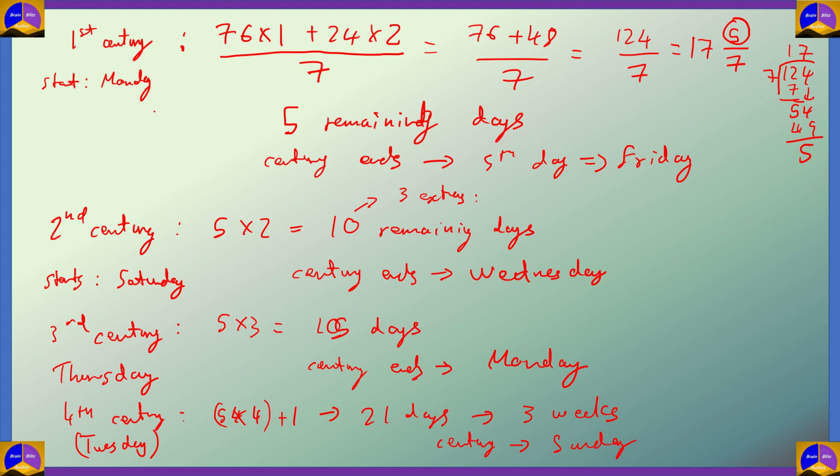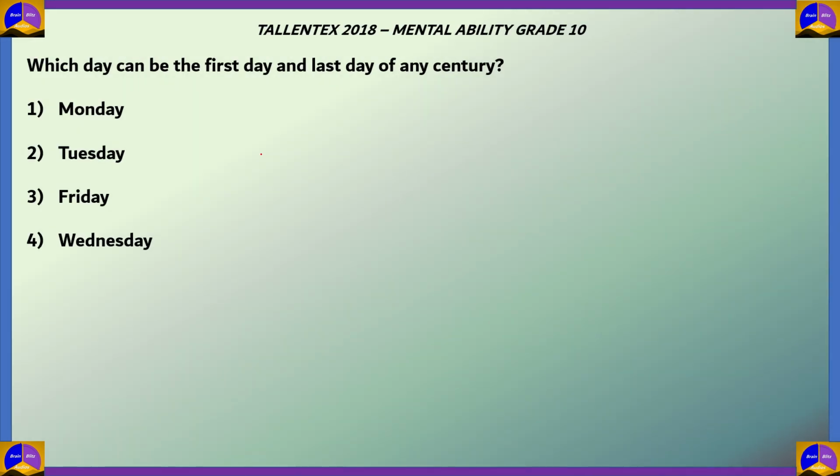So the starting days are Monday, Saturday, Thursday, and Tuesday. And the days that centuries end are Friday, Wednesday, Monday, and Sunday. So as you can see, Monday is the only day which is feasible for any century to begin or to end. So Monday, option 1, is the day of the week which can be the first as well as the last day of any century. So Monday is the right answer.